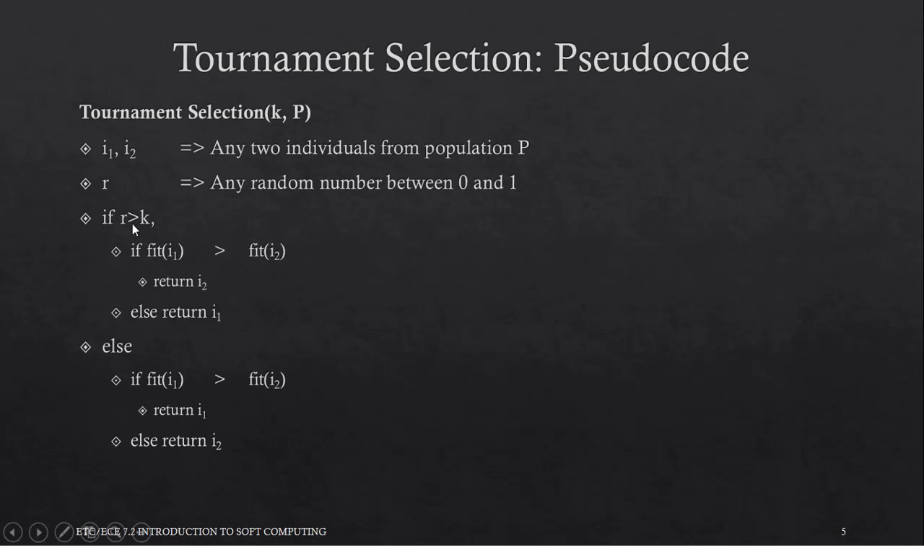Now, if R is greater than K, check which individual is less fit and return that individual. Otherwise, if R is less than K, check which individual is fitter and return that individual. Please take a minute or two and try to understand this pseudocode. I'm sure the concept is clear now.